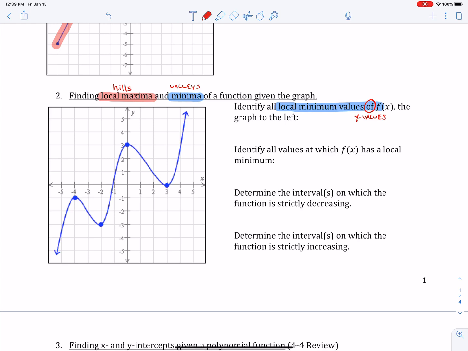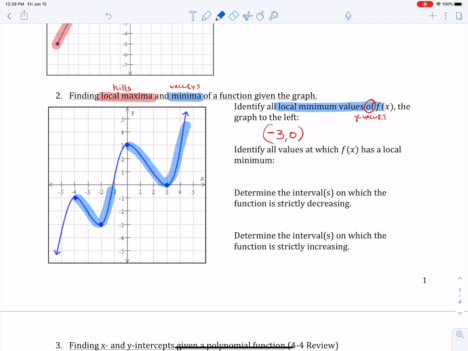Well, my local minimum, forgive me, where are those at? Those are right here. Again, your minima are your valleys. And I'm going to be looking at the x values, or forgive me, the y values of each one. The reason why I'm looking at the y values is because I'm looking at the word of. So that's at negative 3, negative 3, comma 0.